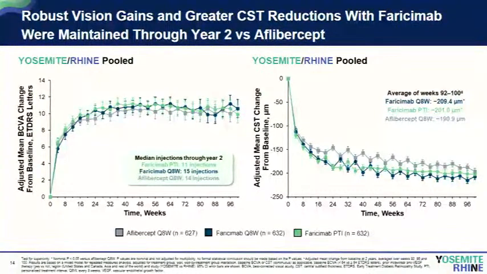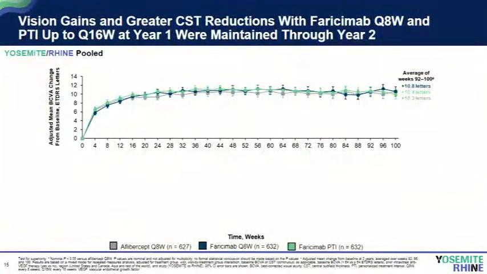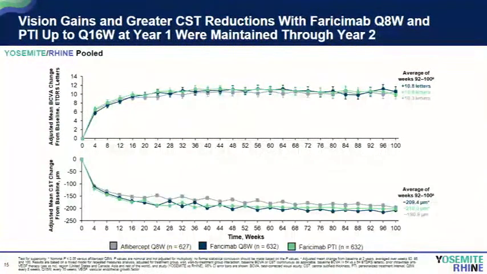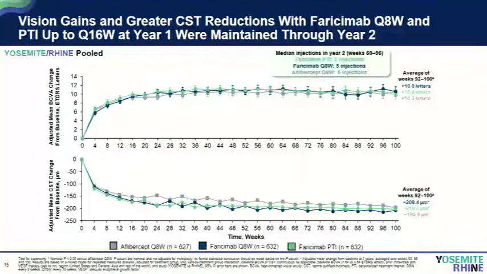It is reduced in the faricimab PTI arm, which is 11 injections, whereas 8 weekly is 15 injections, and aflibercept 14 injections. And you see a reduction in the CST. Early drying was also achieved. So this is the average for the entire 2-year period, more than 100 weeks.